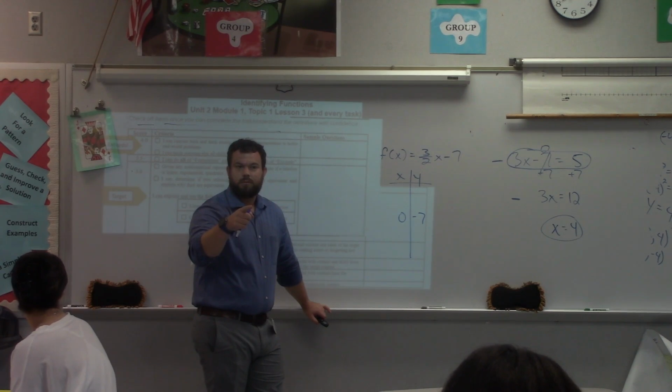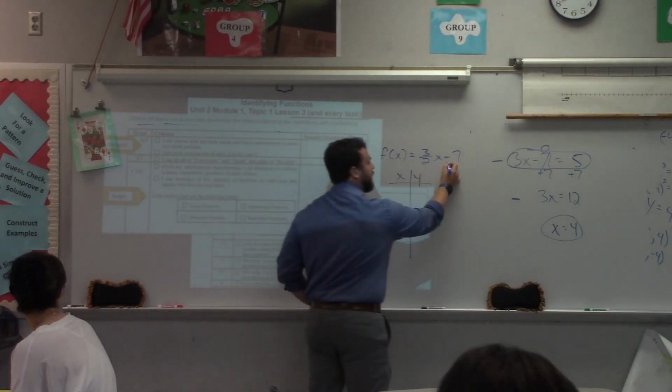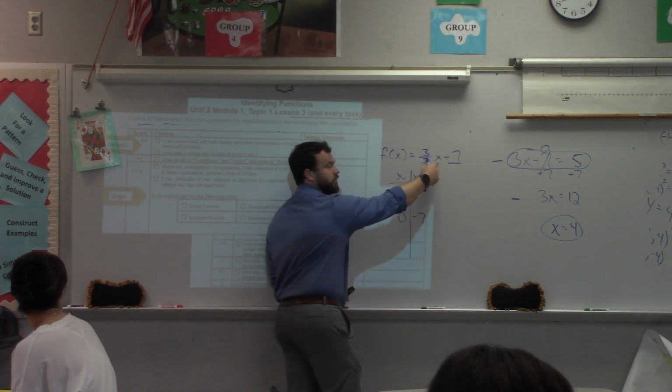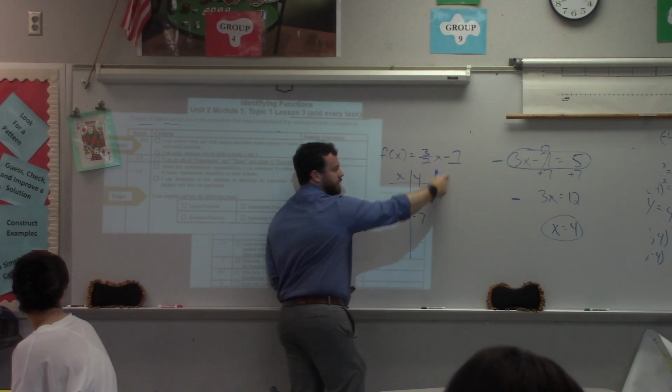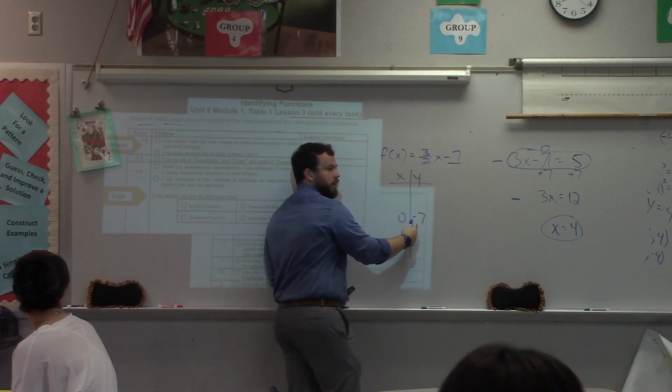You got negative 7 because that's your y-intercept. That's the y-intercept, right? It's my y-intercept right here. But literally, if I substitute 0 in, what's 3 halves times 0? 0. 0 minus 7? Negative 7.